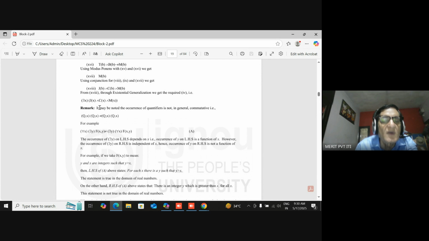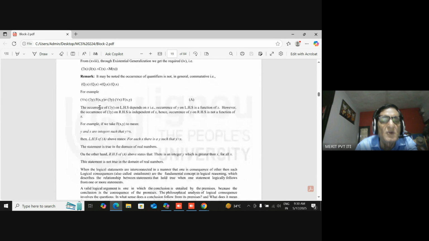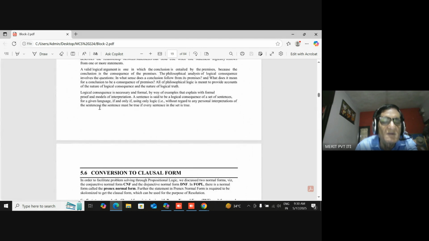So again, you can see this example. Quantifier is not in general commutative. So you can also look at the example of that. So this is what you say.